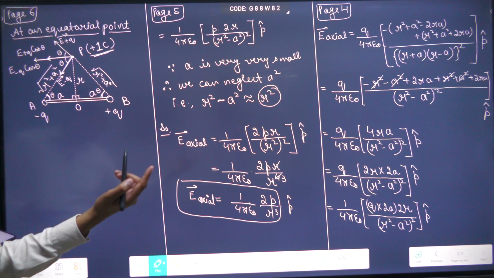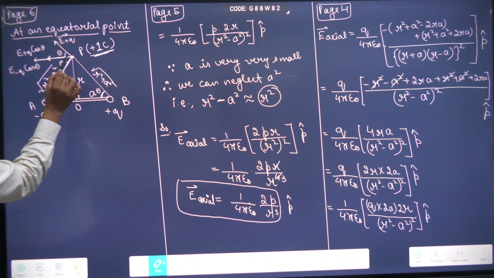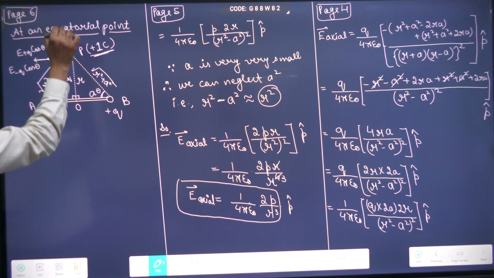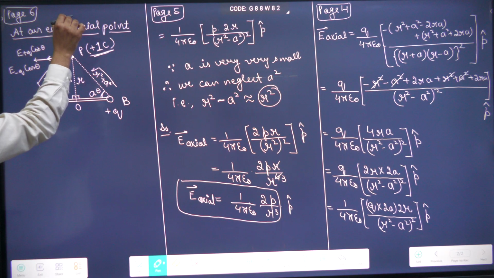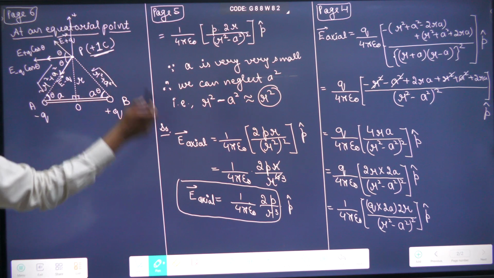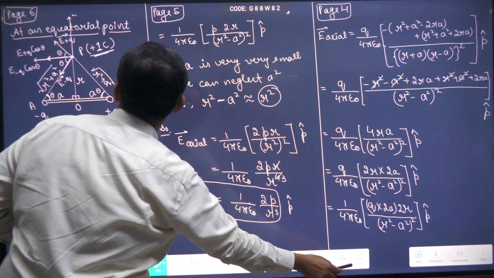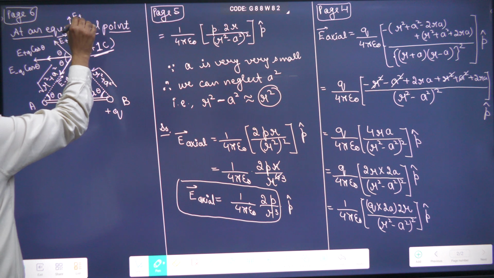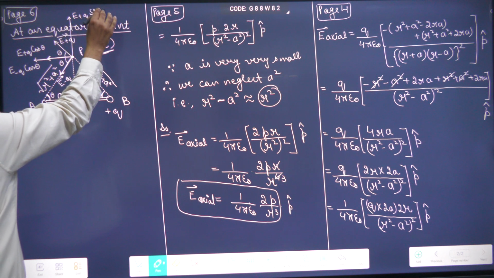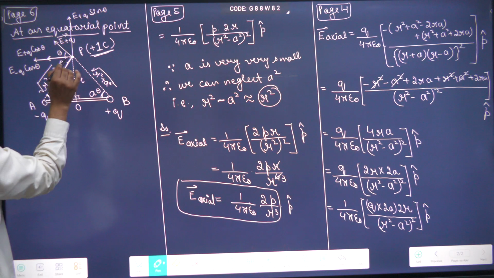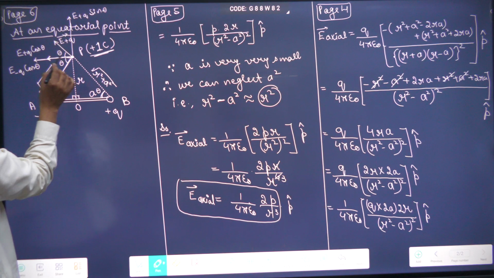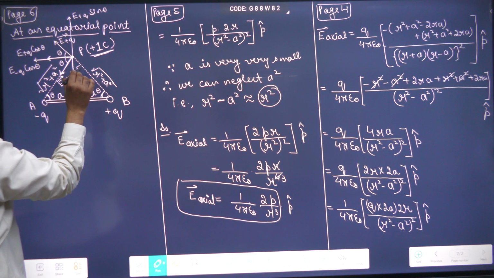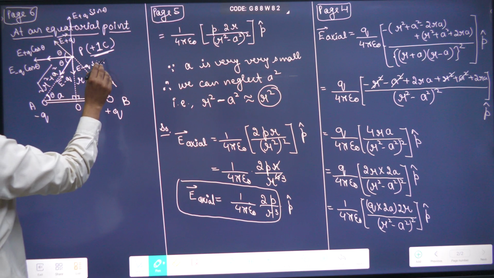And what about the sine component? What about the vertical component? E plus Q cos theta is here, so E plus Q sine theta will be like this. I am showing it, although it is not required. E plus Q sine theta is like this. And E minus Q cos theta is here, so E minus Q sine theta will be here.